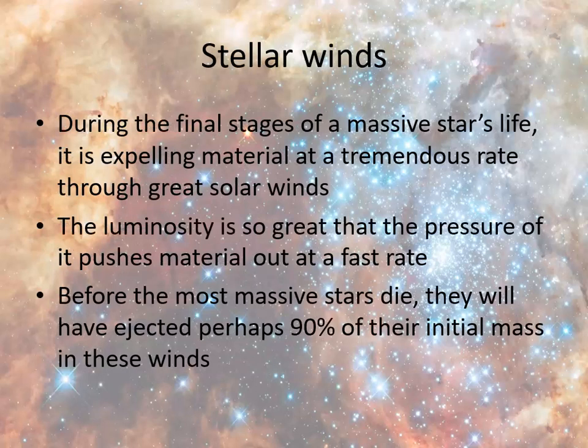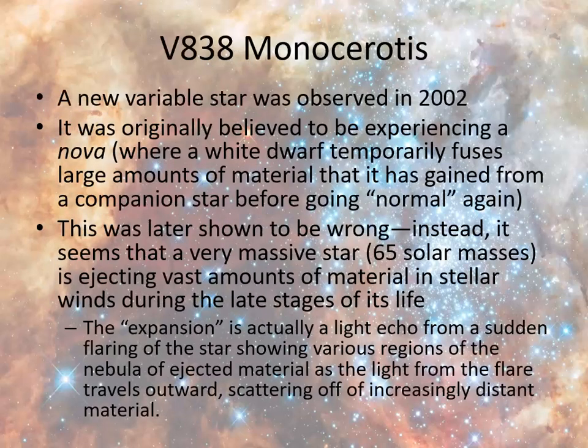And when I've done this in class before, an example a lot of people come up with is one of these nice stars that is losing a lot due to stellar winds, V838 Monocerotis. It was discovered to be a fairly strong variable star, and it was observed in 2002. And originally we thought it was undergoing a nova stage, where a white dwarf has a lot of material falling onto it that's able to start fusing again due to those enormous pressures and densities there. But eventually we realized that it's not the case at all.